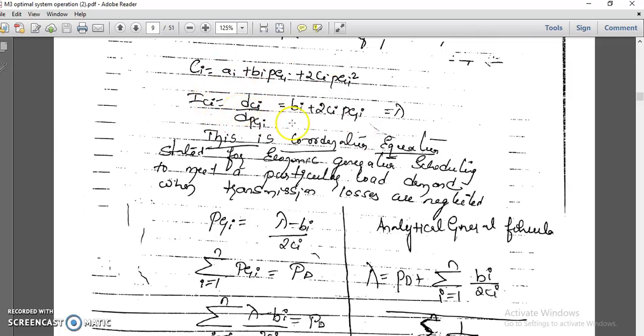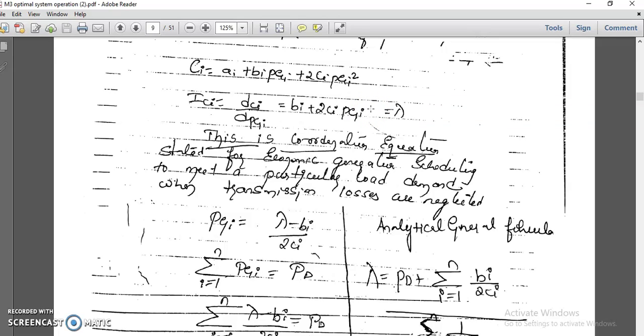In a problem you have to check whether they have given the incremental fuel cost, and check the values. In the problem the same equation may be written in terms of values, 2 ci Pgi plus bi. At that time you have to rearrange it in terms of bi plus 2 ci Pgi. For example, if they give 30 plus 20 Pgi, or 20 Pgi plus 30, then rearrange it like 30 plus 20 Pgi. That will make it easy to identify b1, c1, c2 and so on.